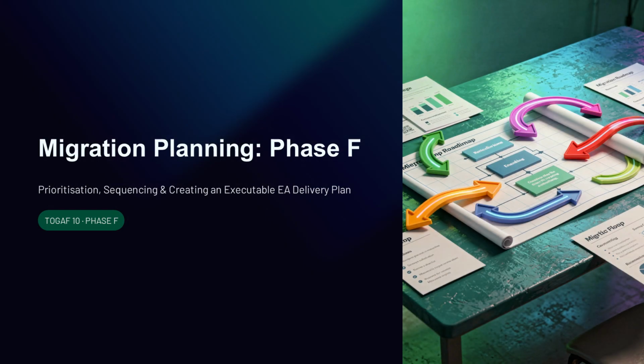Now that you have built an architecture roadmap with work packages and dependencies in phase E, you are ready to make it executable through migration planning. Phase F is where enterprise architecture stops being a compelling narrative and becomes a delivery plan that can survive budgets, operational constraints, and real world change fatigue.